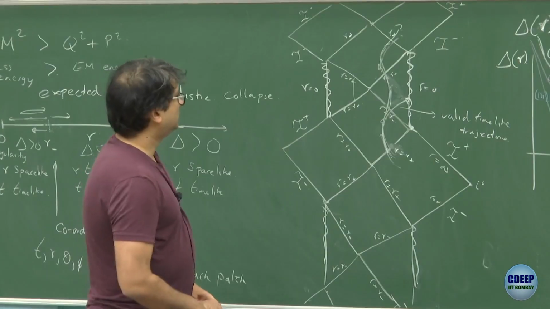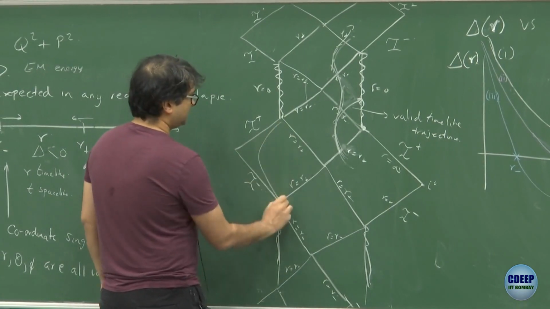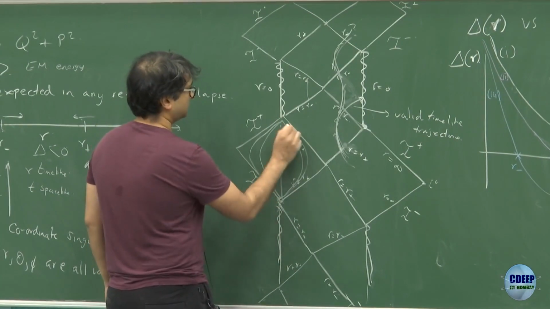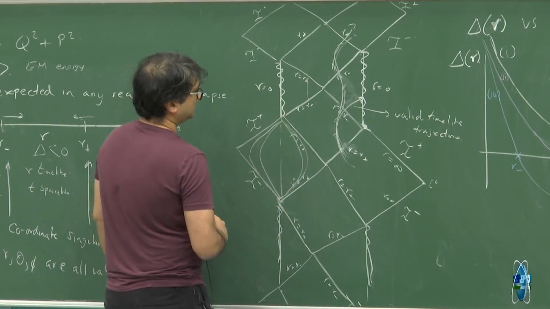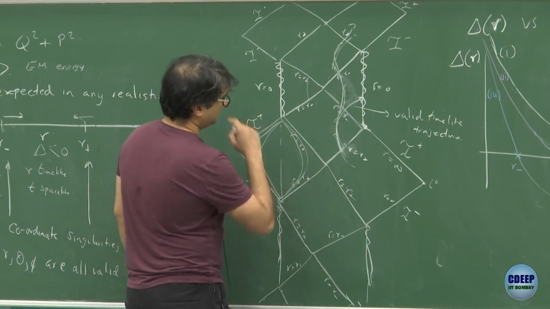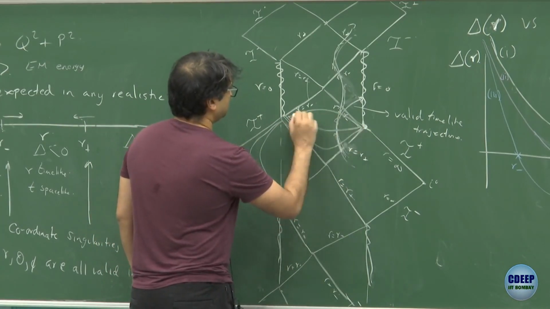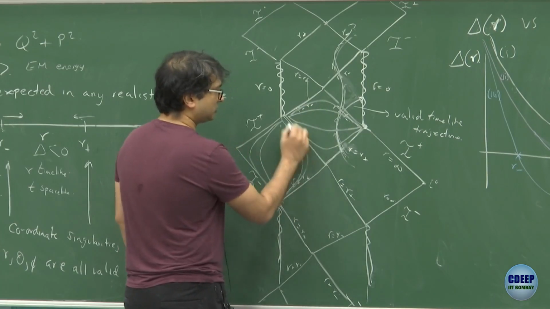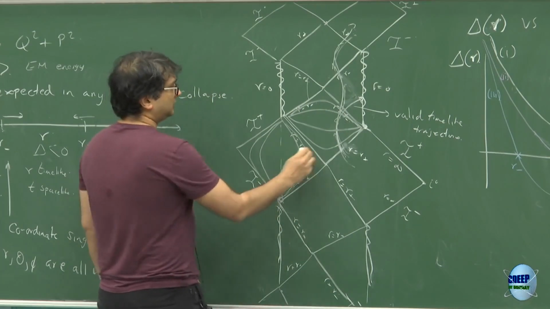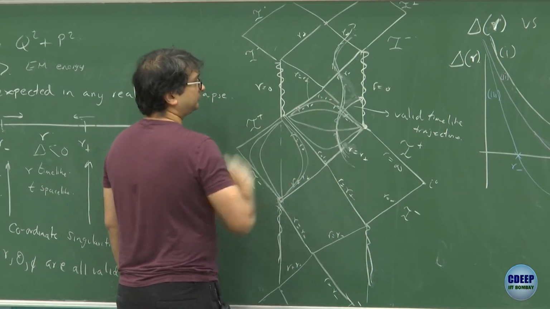And if I draw the R equal to constant lines, for example here, these are the R equal to constant lines. And here the R equal to constant lines are these. So that you're moving from R equal to R plus to R equal to R minus as you go into the future. So this is starting at R equal to R plus and ending at R equal to R minus.